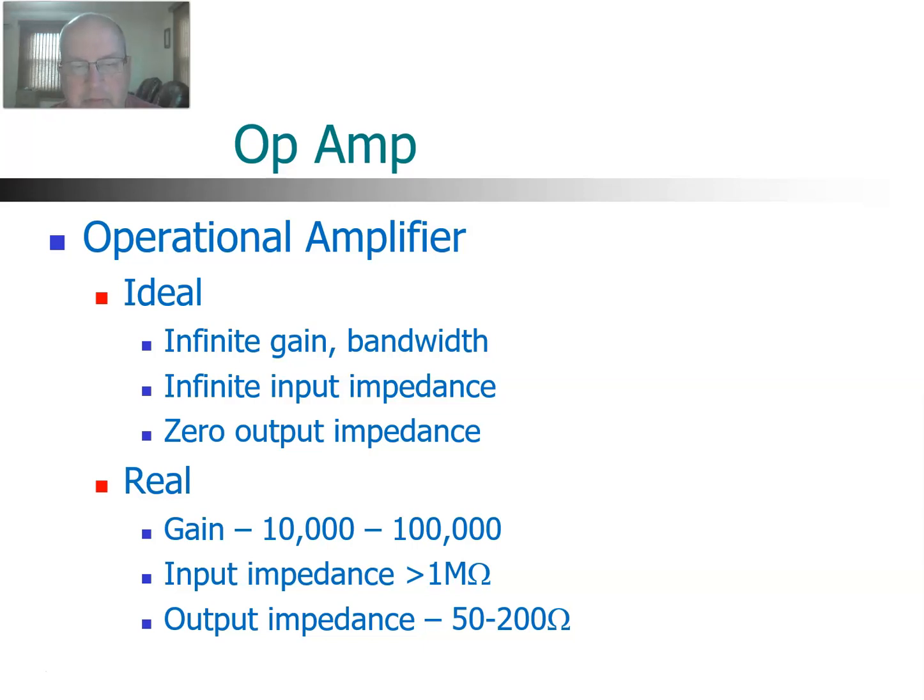Same thing with input impedance. It's not infinite, but 1 mega ohm could be a typical value. Very high input impedance. Output impedance generally in the range between 50 and 200 ohms. Again, all these parameters are going to vary a little bit with a specific device and the manufacturer, but this will give you some ballpark numbers.